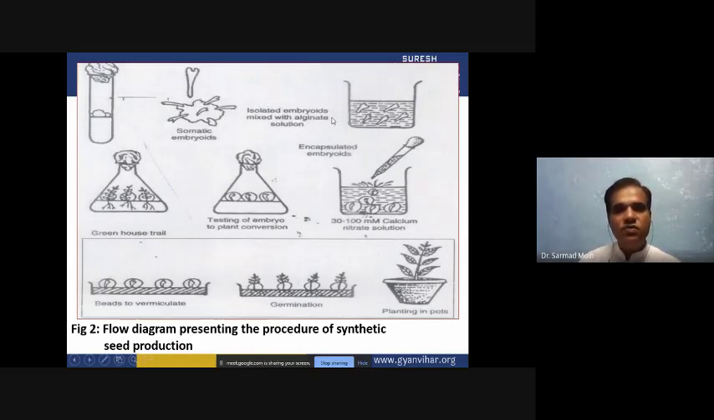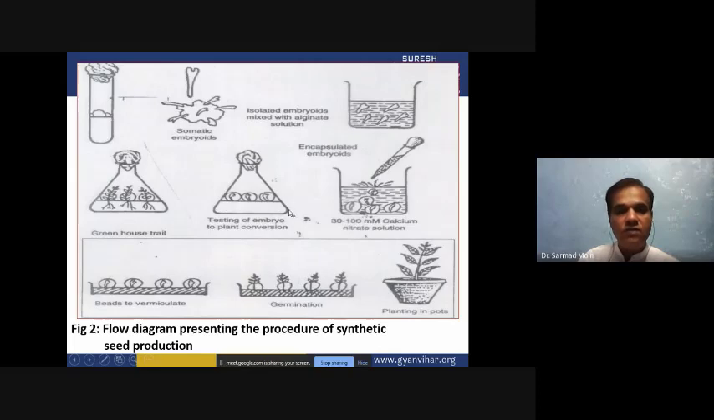So isolated embryos are mixed with the sodium alginate solution, and this alginate solution is then taken out using a proper tool, and we put it into a 30 to 100 millimolar calcium nitrate solution. When the calcium nitrate solution comes in contact with sodium alginate, it produces the encapsulation. Then these encapsulated embryos can be taken out from the calcium nitrate solution, and we can keep them in a petri plate for 6 to 8 months.